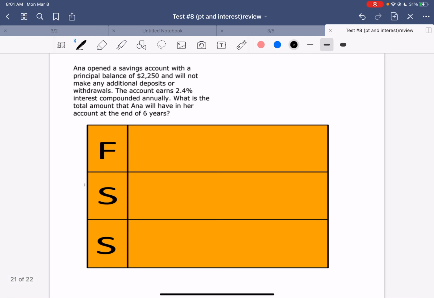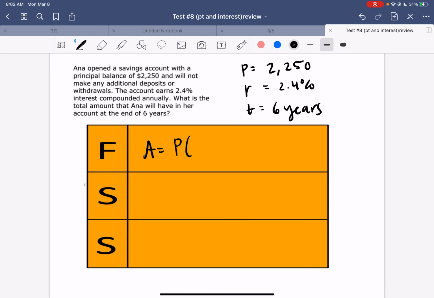So we have Anna opened a savings account with a principal balance of $2,250 and will not make any additional deposits or withdrawals. The account earns a rate of 2.4% interest compounded annually. What is the total amount Anna will have in her account after 6 years? I wish I would have done this on the last one, but knowing which letters are missing in our formula, those are the ones we have to extract from the problem, and it makes it a little bit easier when we substitute.